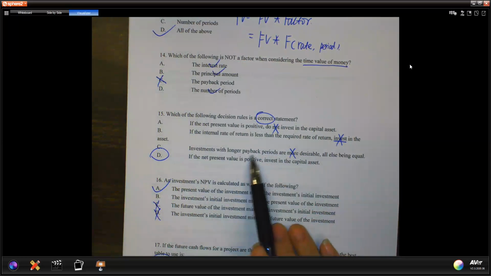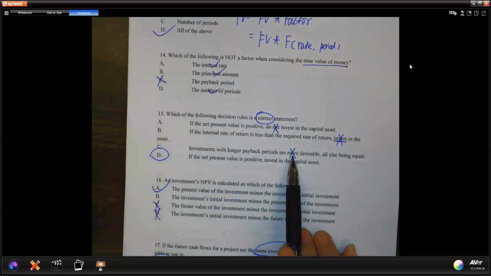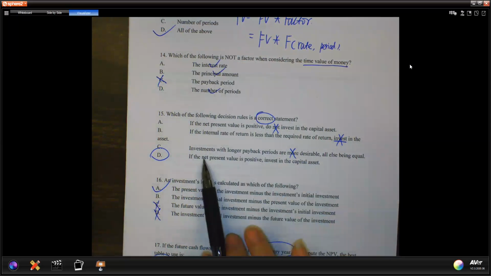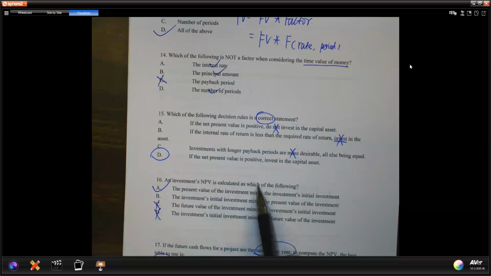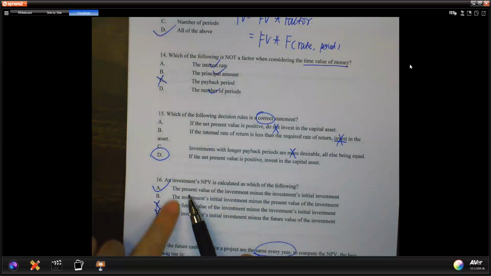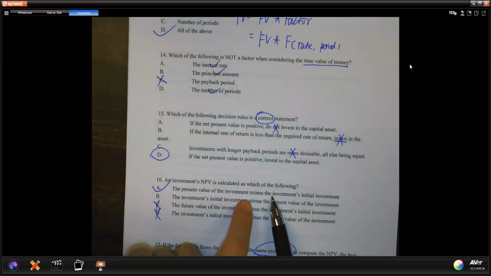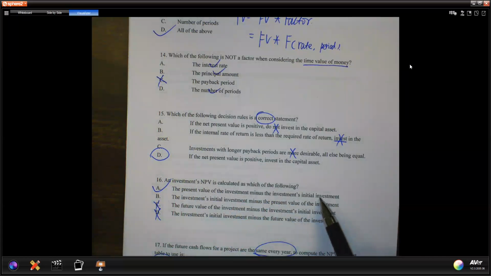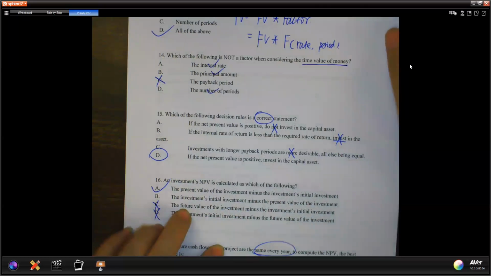Investment with a longer payback is less desirable, right? If the NPV is positive, we invest. Investment NPV is calculated as I say. I'm not going to test you, just get general idea. NPV is present value of the investment minus the initial investment. Don't really like this one.